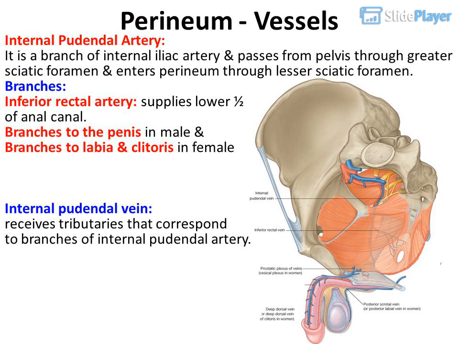Perineum, vessels. The internal pudendal artery is a branch of the internal iliac artery and passes from the pelvis through the greater sciatic foramen and enters the perineum through the lesser sciatic foramen. Branches: the inferior rectal artery, which supplies the lower half of the anal canal; branches to the penis in the male and branches to the labia and clitoris in the female. The internal pudendal vein receives tributaries that correspond to the branches of the internal pudendal artery.